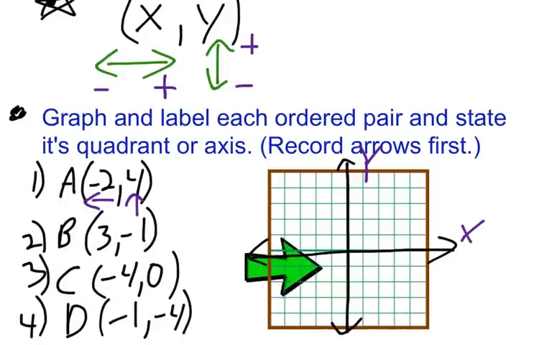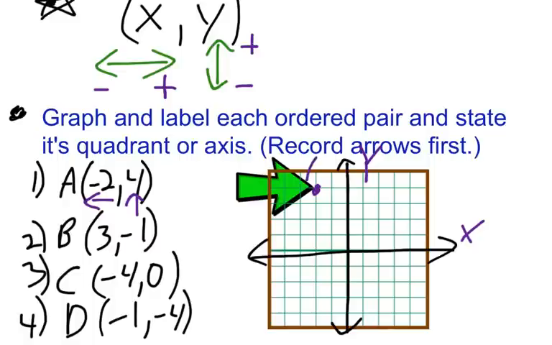So negative 2, 4, I'm going to go left 2. I always start at the origin. So I'm going to go left 2, 1, 2. Don't put a point yet. There's only one point representing this. So left 2 and then up 4. 1, 2, 3, 4. And now I'm going to get out my pencil. I'm going to make a mark, and I'm going to label it point A. So put the point exactly where it is and then put the letter next to it. And what quadrant is that in? Do you remember? They go top right is first quadrant, second quadrant, third, and then fourth.